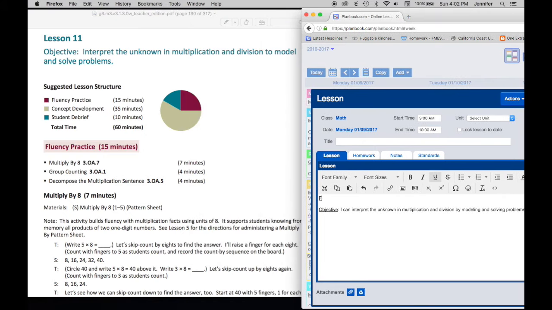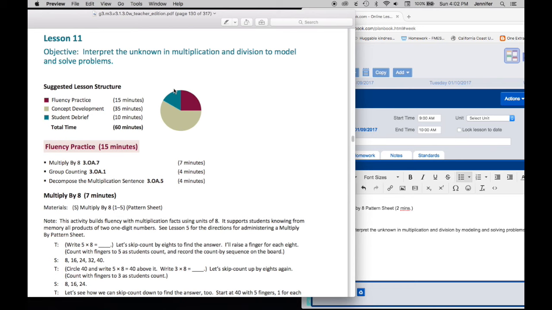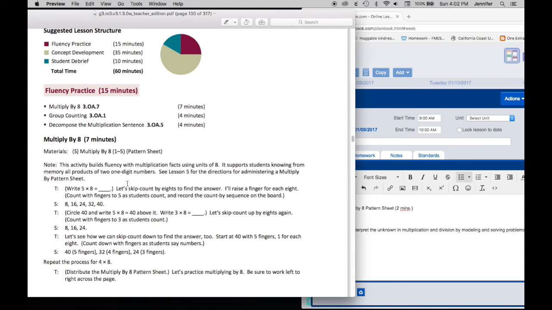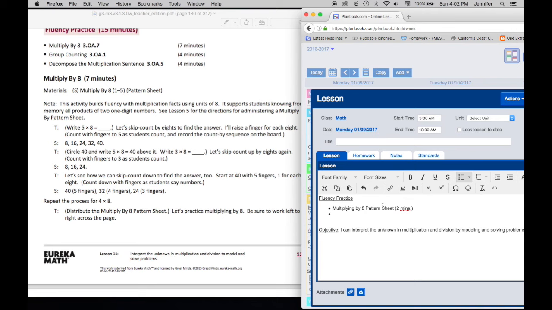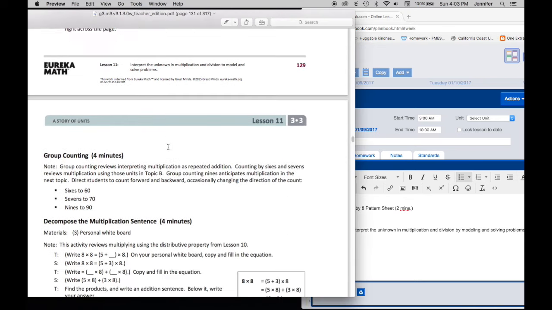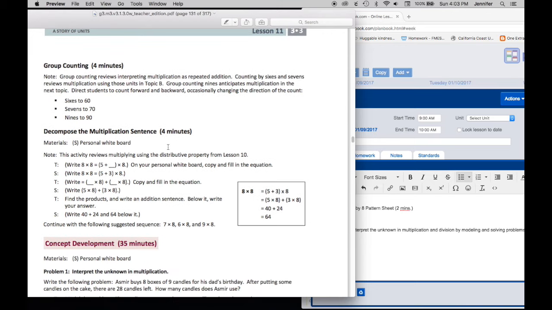I'm going to start with fluency practice, and fluency practice changes every day in this program. Sometimes we do multiplication sheets, and some days we just do a warm-up. This one is a multiplying by 8 pattern sheet, and they have about 2 minutes to solve as many problems as they can. The program gives them 7 minutes because there's a warm-up with it, like writing 5 times 8 and skip counting, just warming them up. The actual pattern sheet takes 2 minutes, but there's a warm-up that goes with it too. And then group counting, and then we're going to go into decomposing a multiplication sentence.